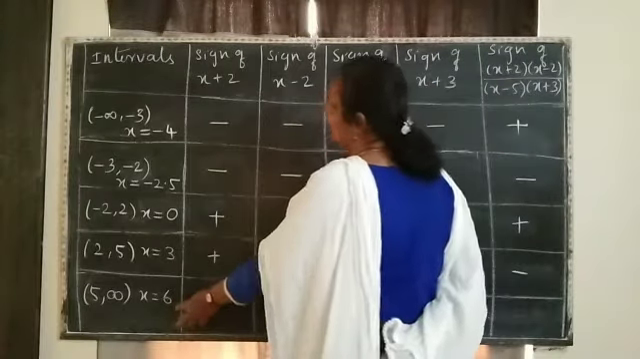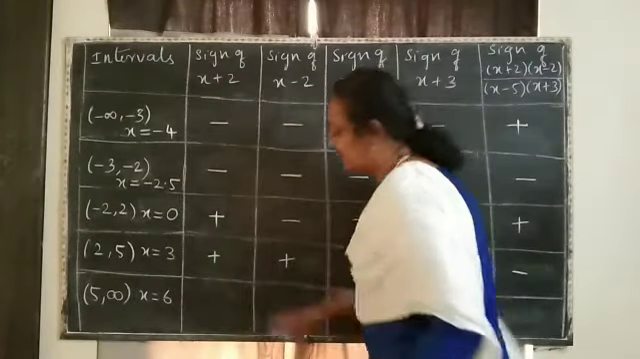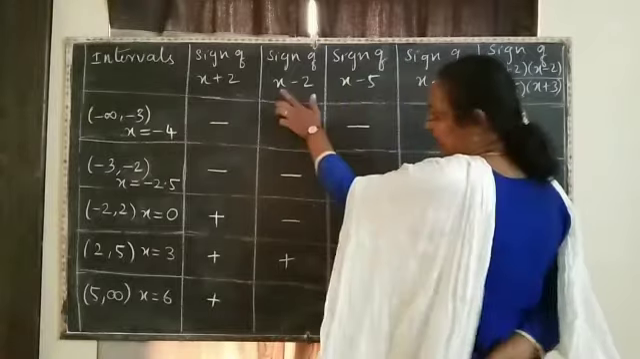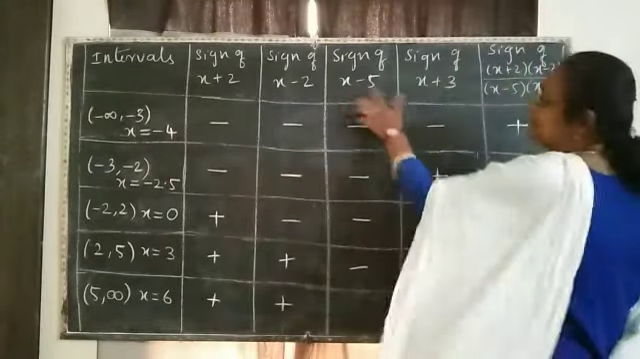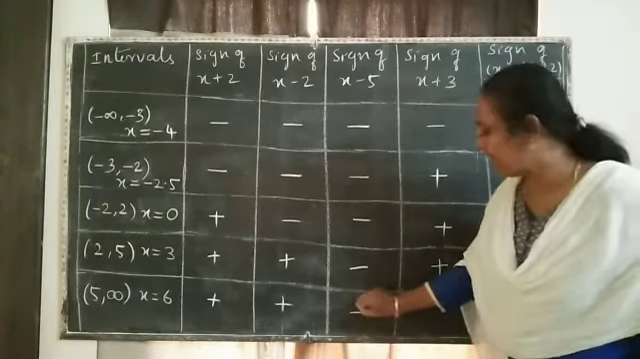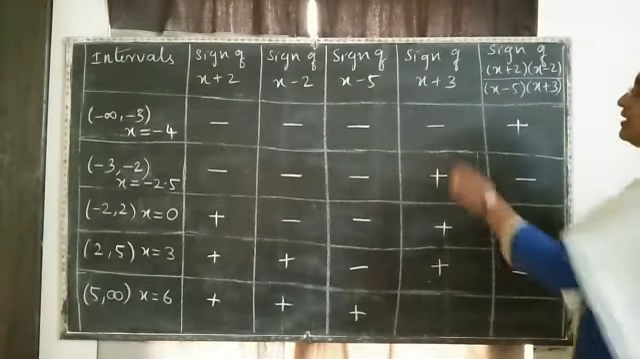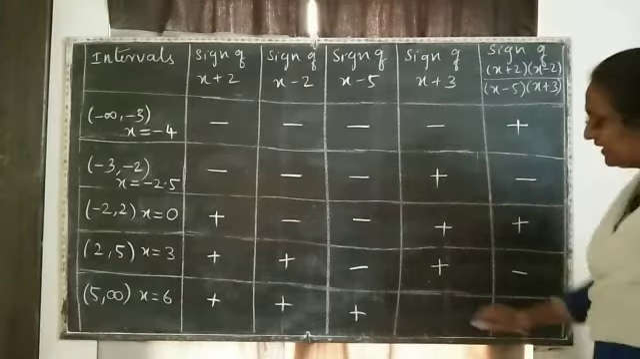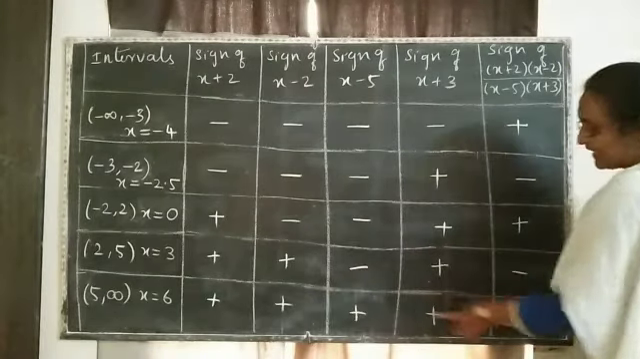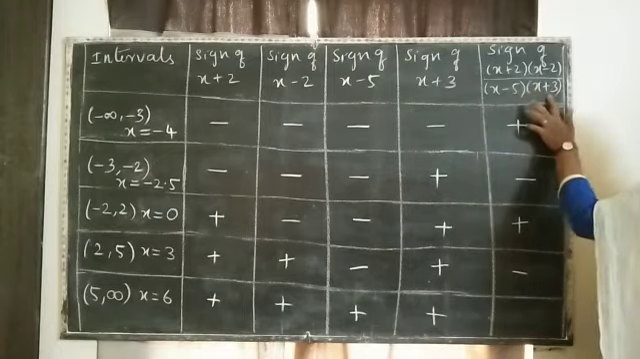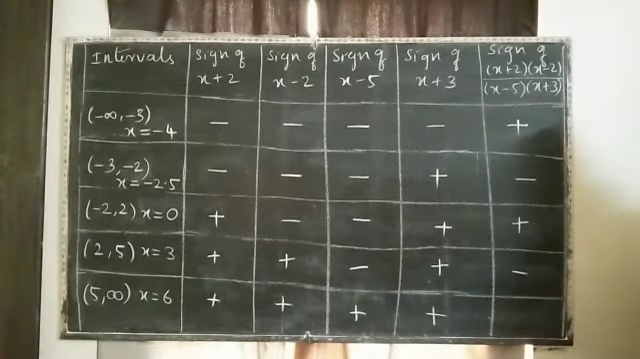Again, discuss. X is equal to 6. 6 plus 2 is 8, it is positive. Again 6 minus 2, it is positive. Now 6 minus 5 is 1, it is also positive. Now 6 plus 3 is 9, again it is positive. Now look into this. All the signs are positive, all the 4 terms are positive. So the final answer will also be positive.